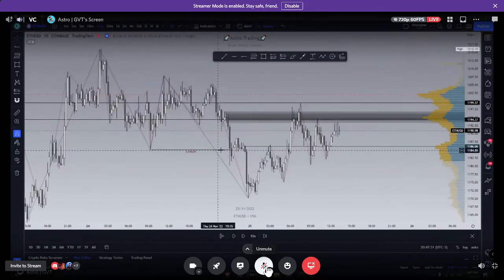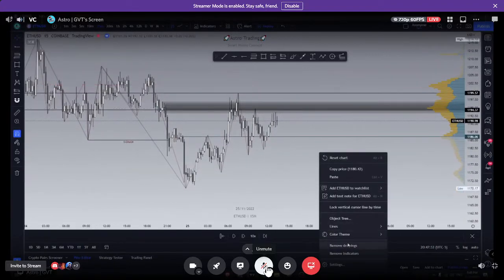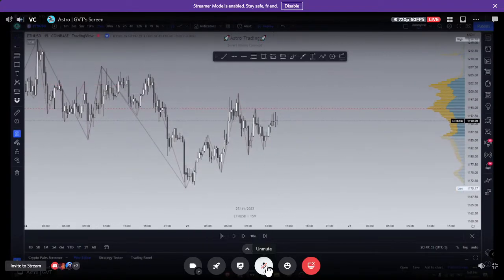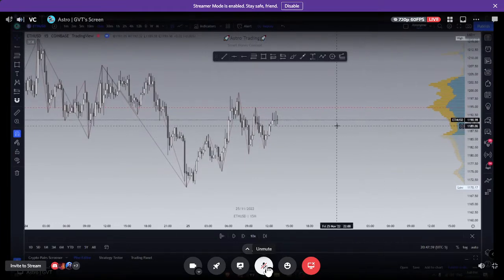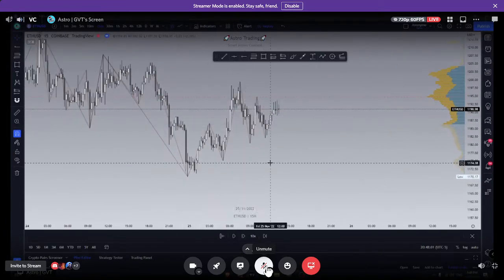We have we got the break of structure here. So now let's remove this. I'll just be sure it's recording, right? Yes, it's recording. Perfect. So let's continue into this.